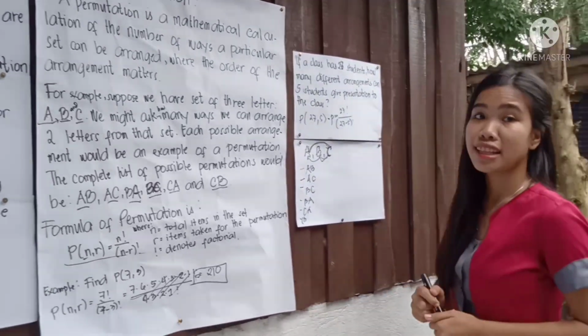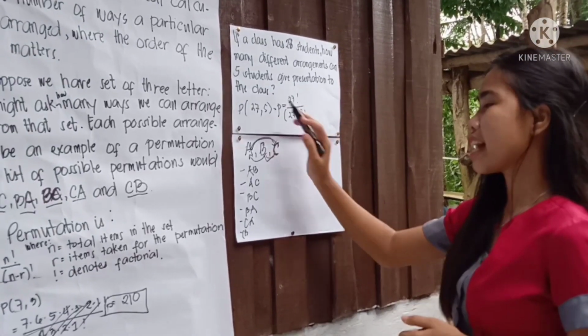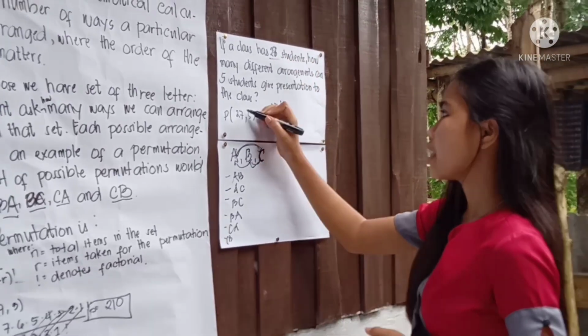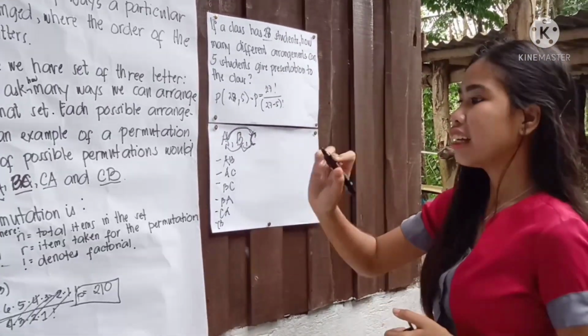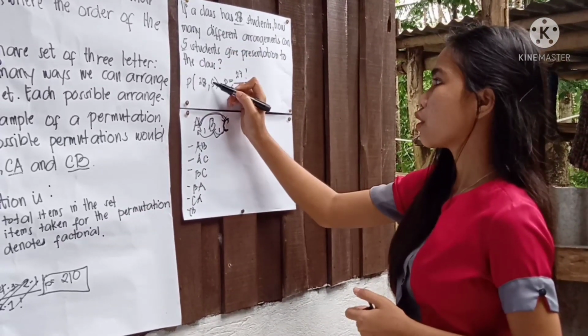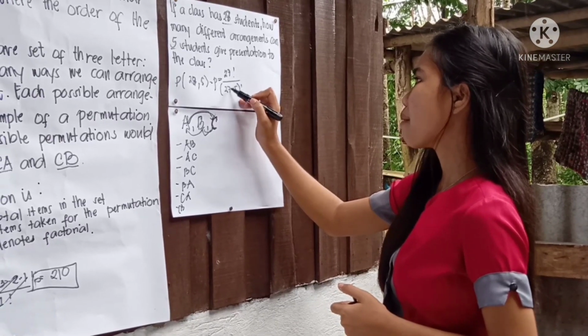If a class has 28 students, how many different arrangements can 5 students give presentation to the class? So the total items in the set is 28, and the items taken for the permutation is 5. So 28 factorial over 28 minus 5 factorial.